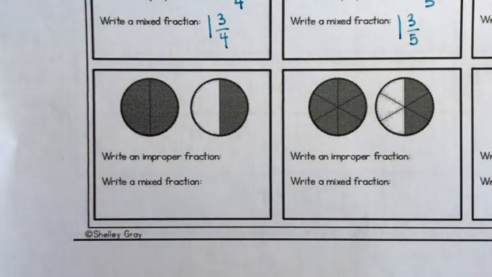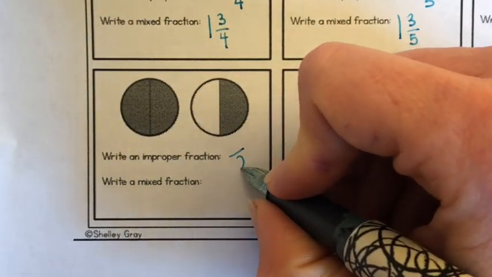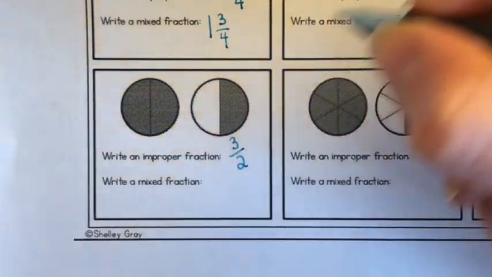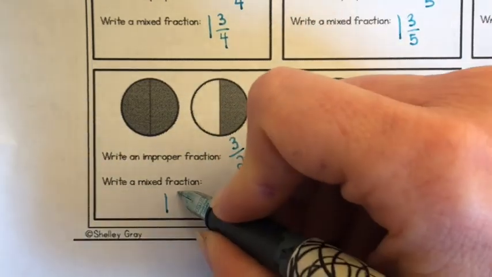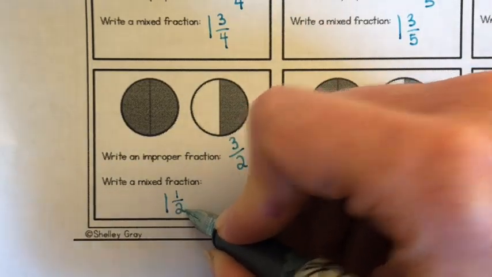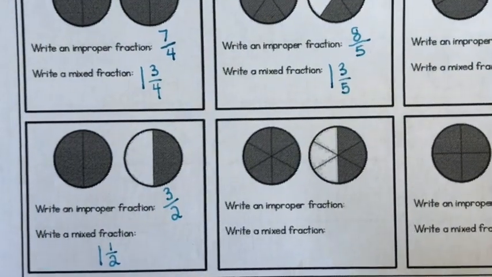Okay, write an improper fraction. 1, 2, 3. So it's split into 2 pieces. I have 3 halves. If I write that as a mixed fraction, first I find my whole number, then I find my fraction. It's 1 and 1/2. For these last two, I'd like you to try it on your own. So I want to see what you can do.